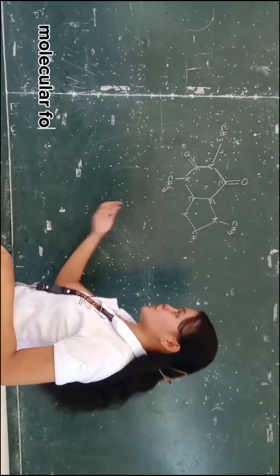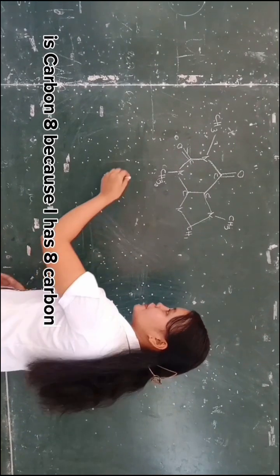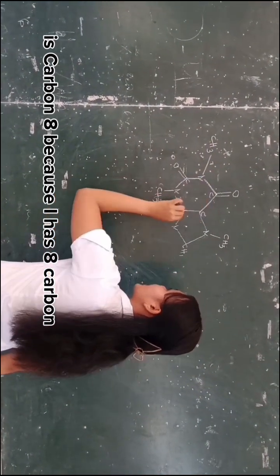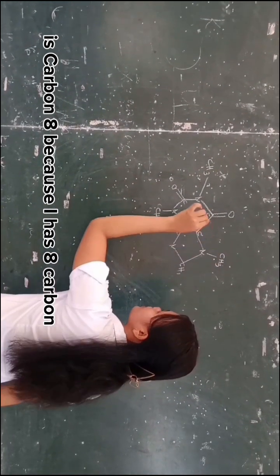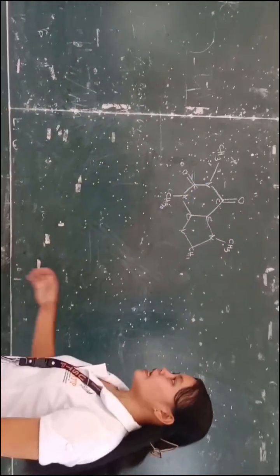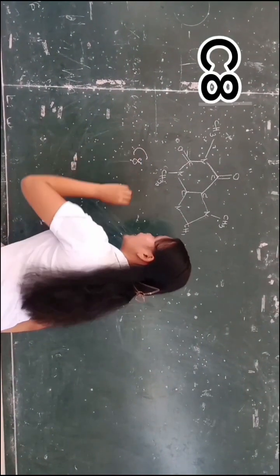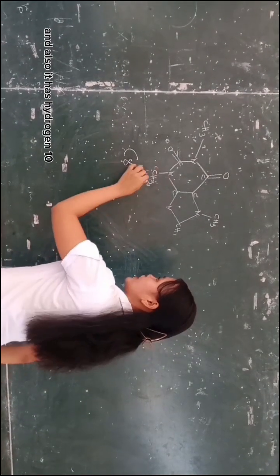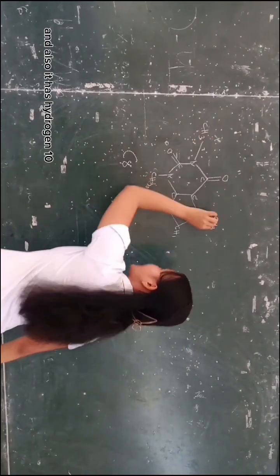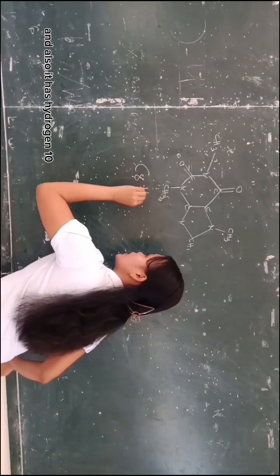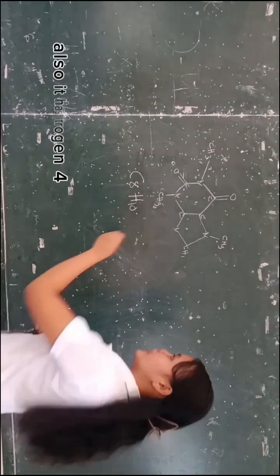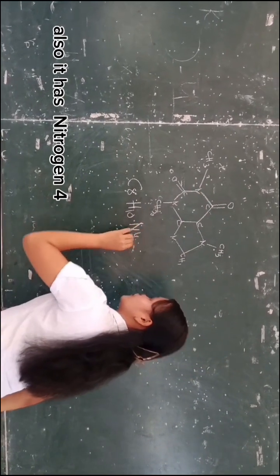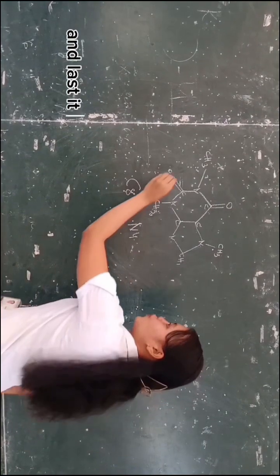And the molecular formula is carbon 8 because it has 8 carbon. Then it has 10 hydrogen, H10. And 4 nitrogen. And 2 oxygen.